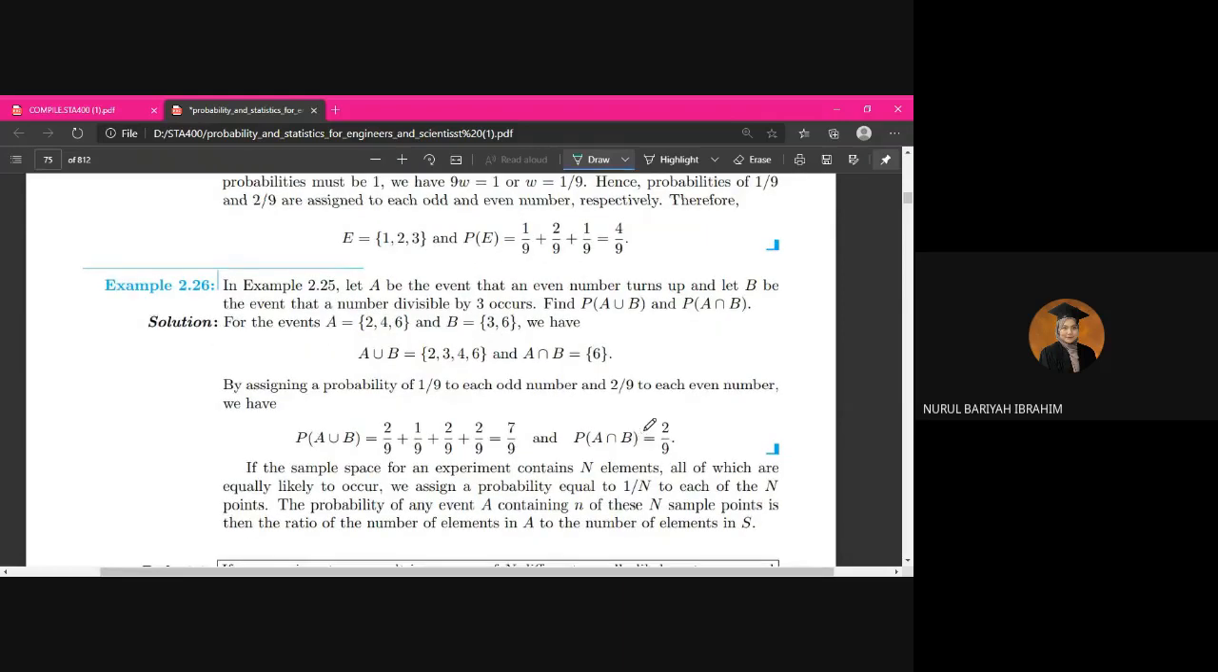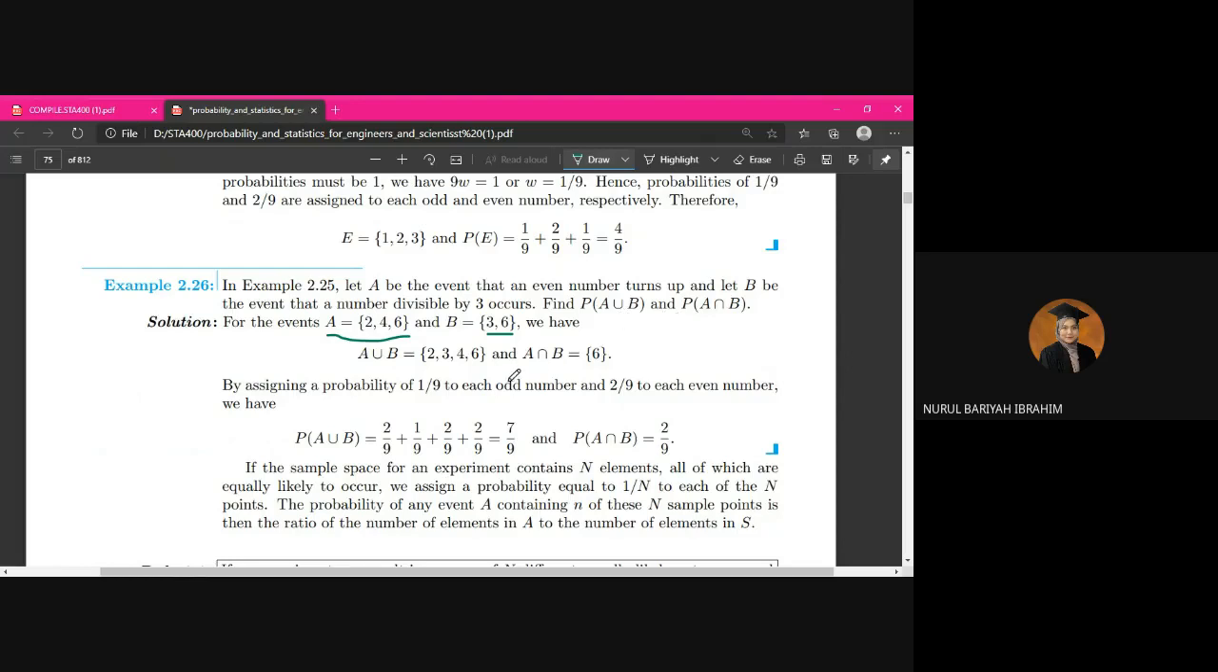Alright, the same example. A is the event that an even number turns up: 2, 4, 6. B is the event that a number is divisible by 3, that will be number 3 and number 6. It asks to find A union B.